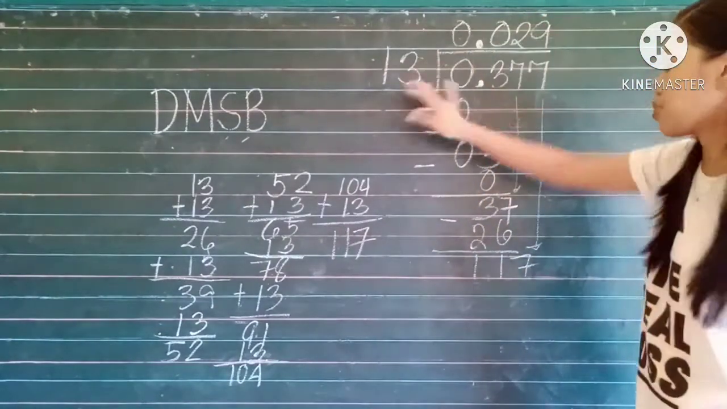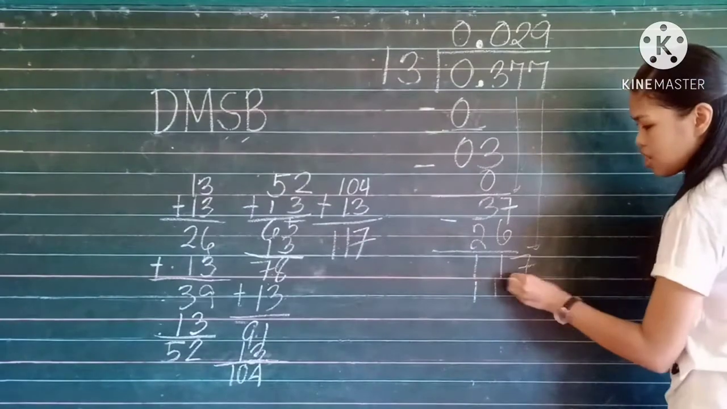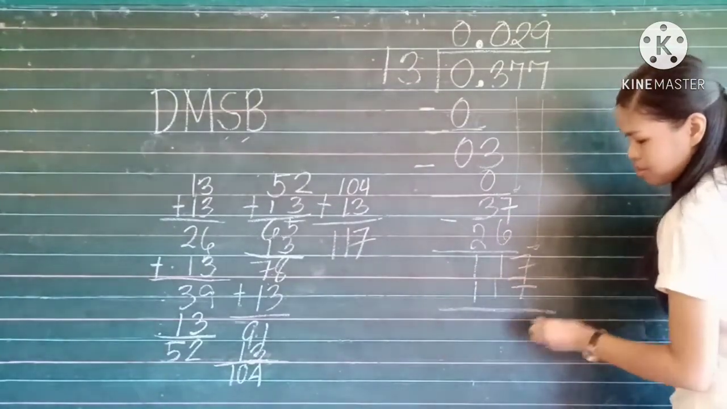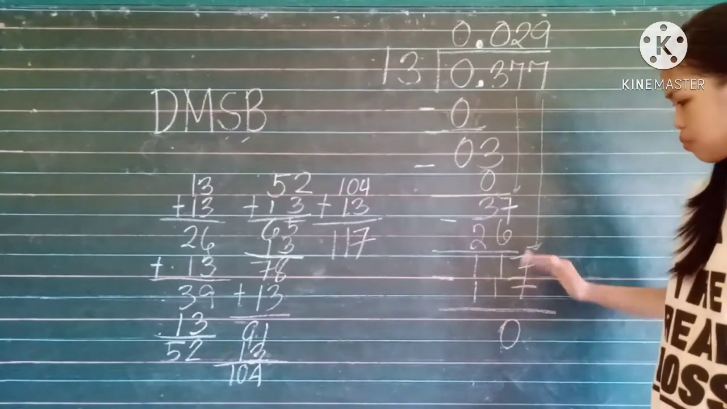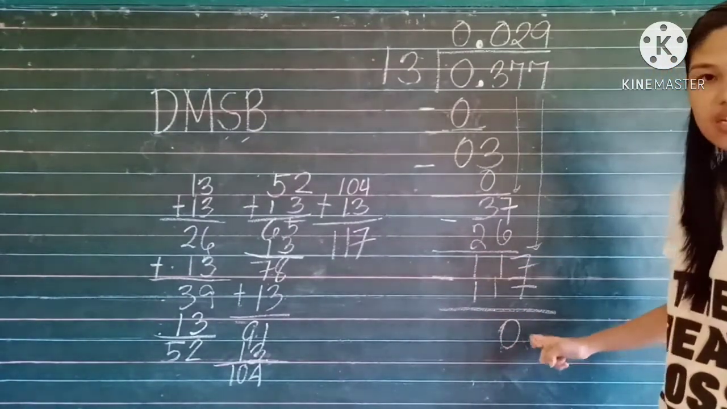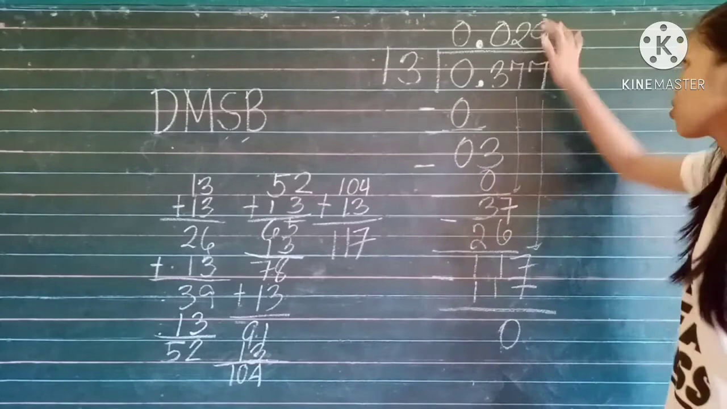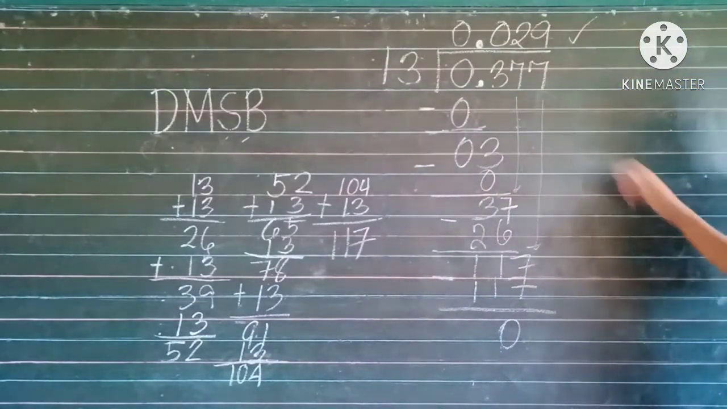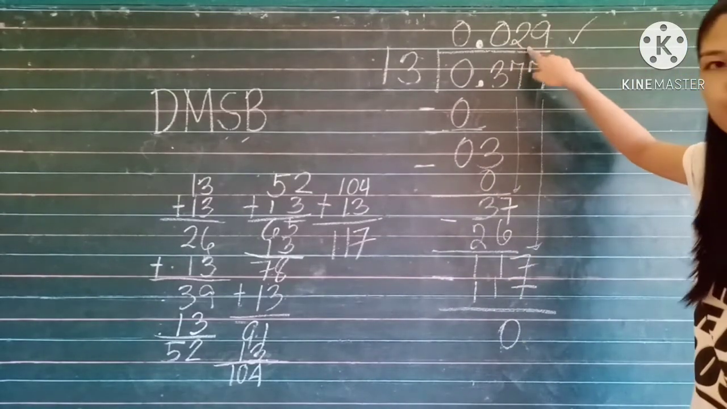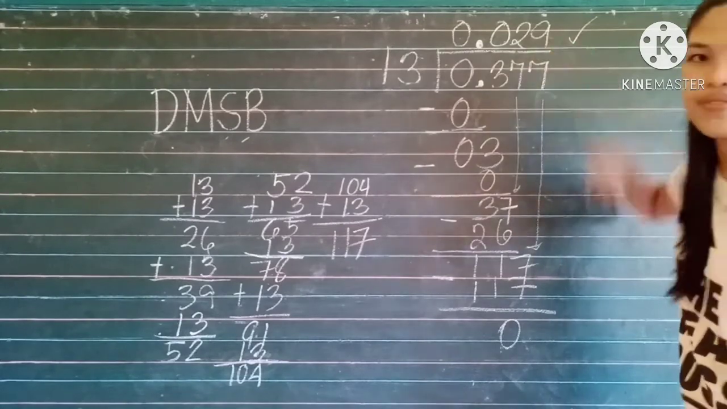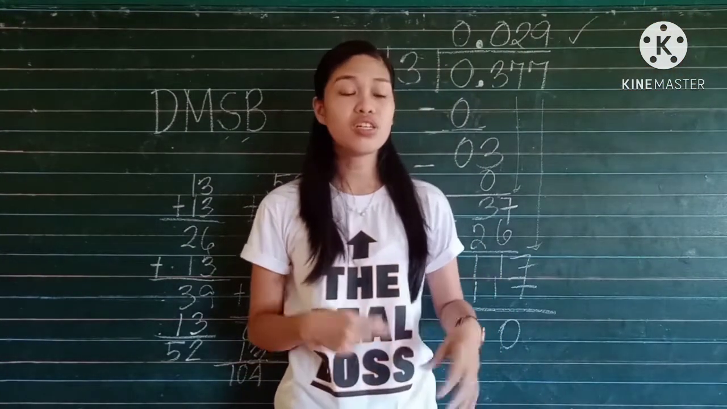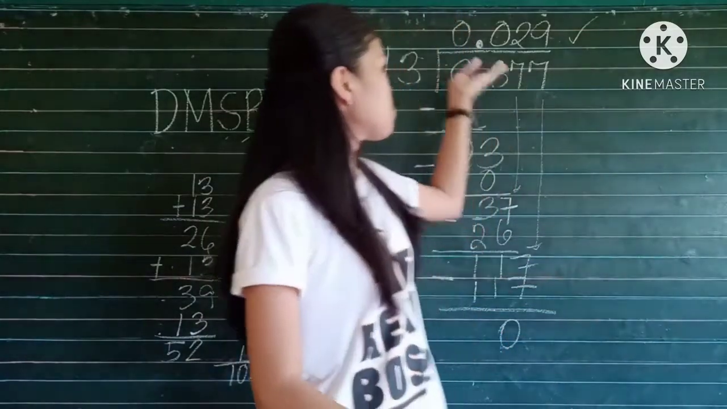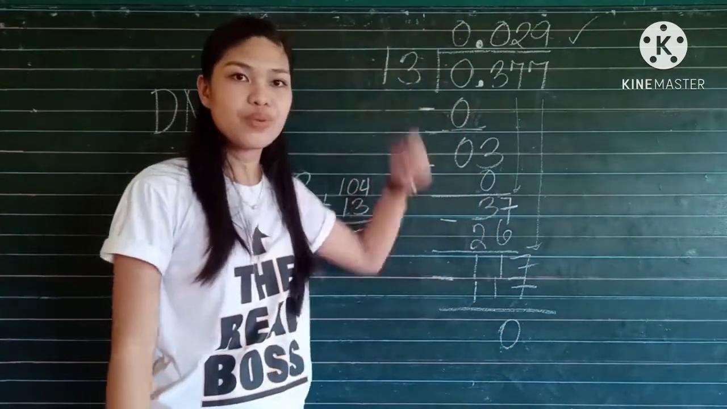And 9 times 13 equals 117. Subtract both numbers, we get 0. So the answer here is 0.029. This is how you do division of a decimal by a whole number.